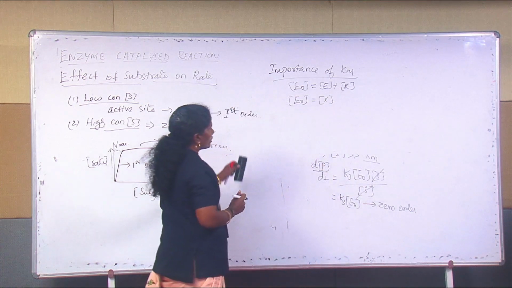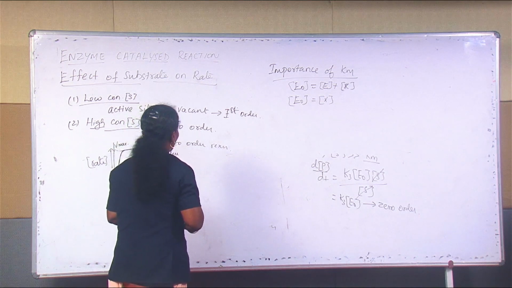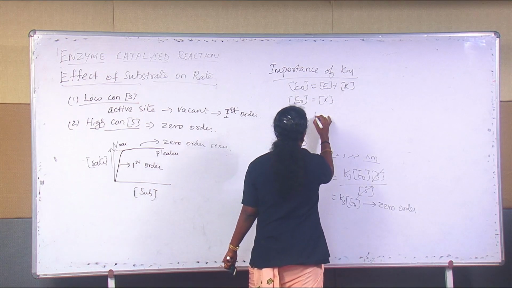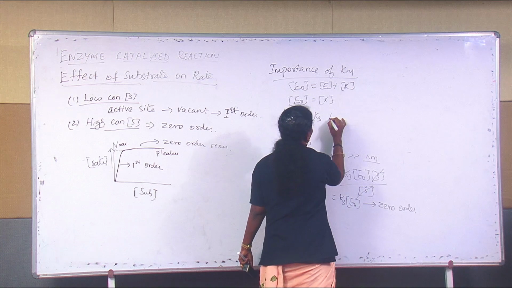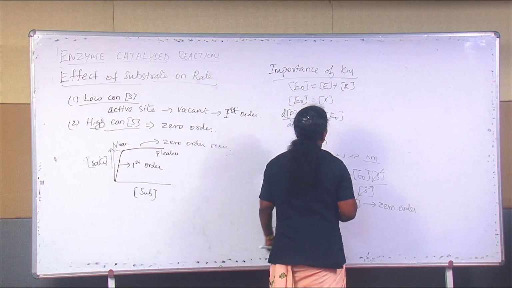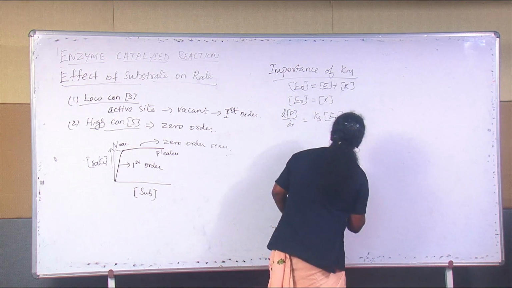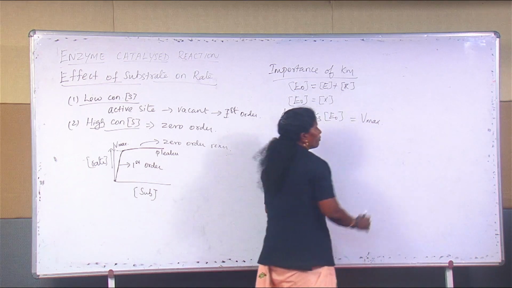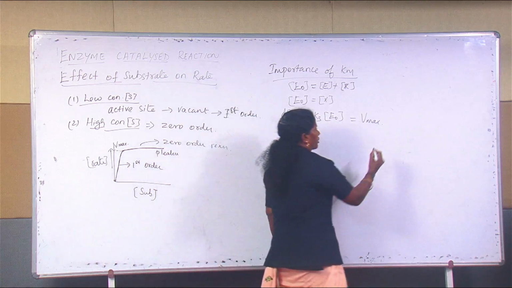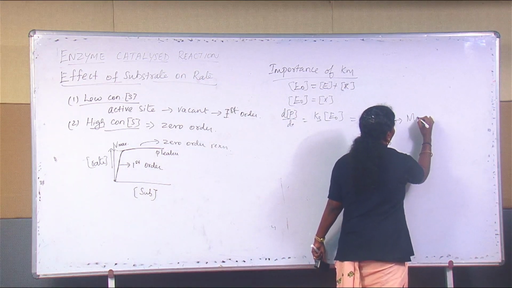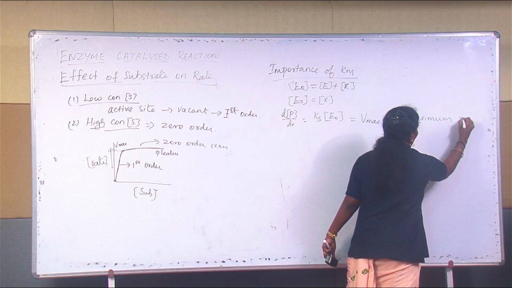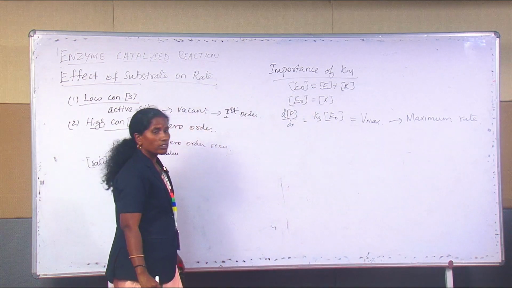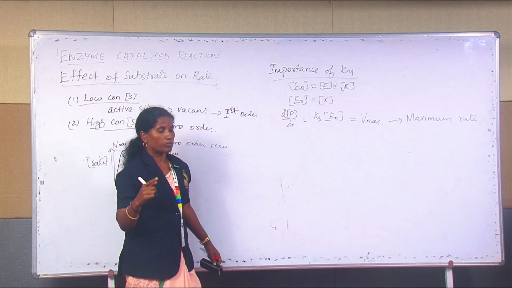So we can substitute this in equation number 6, the product equation. So dP by dt equals K3, instead of X we can substitute E0 value. So this K3E0 is called rate at maximum, it's called Vmax. So Vmax is nothing but the maximum rate. So instead of K3X, we can substitute Vmax in equation number 16, that is the Michaelis Menten equation.